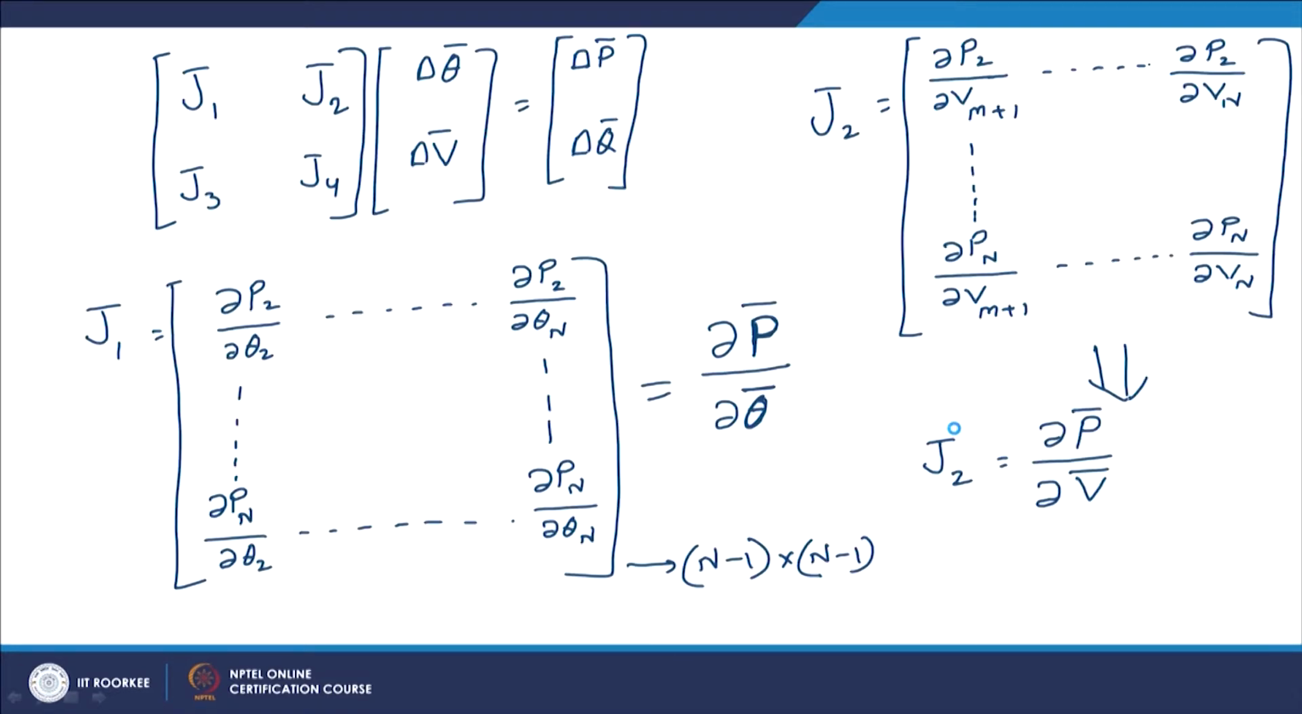Now what would be the dimension of J2? How many rows are there? There are n minus 1 rows, P2 to Pn, and how many columns? There are m plus 1 to n, so n minus m columns. So, it is n minus 1 rows into n minus m columns. What would be J3?